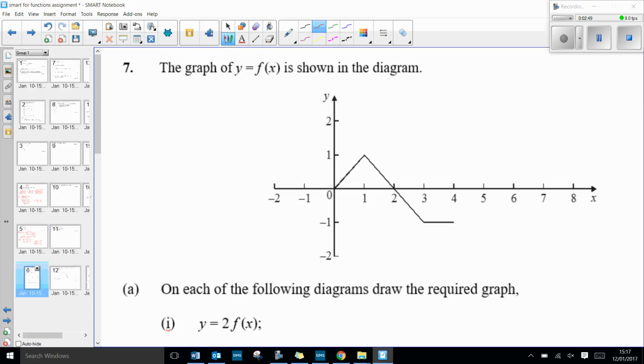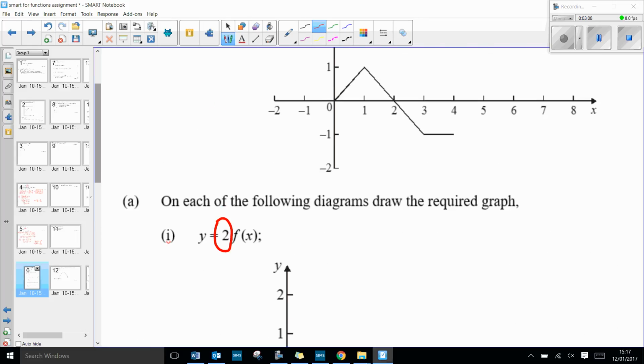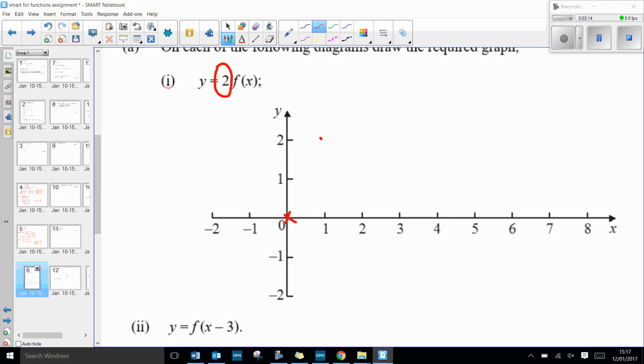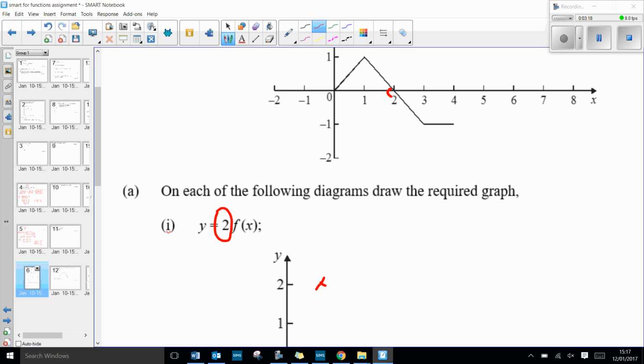Okay, here we have a graph. We need to show y equals 2f of x. So this 2 changes the y coordinates, not the x ones, so this still crosses through at 0, 0. Instead of going through the coordinate 1, 1, it's going to go through the coordinate 1, 2. And it's still going to go through coordinate 2, 0.